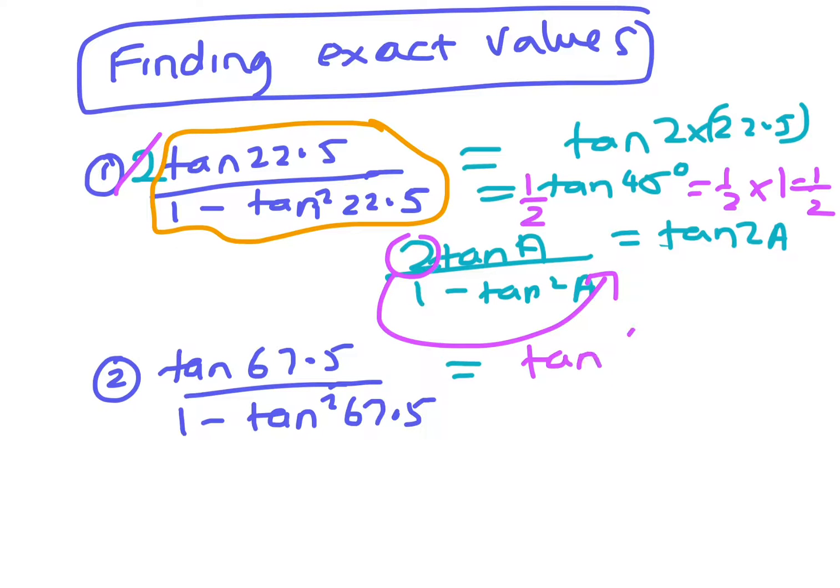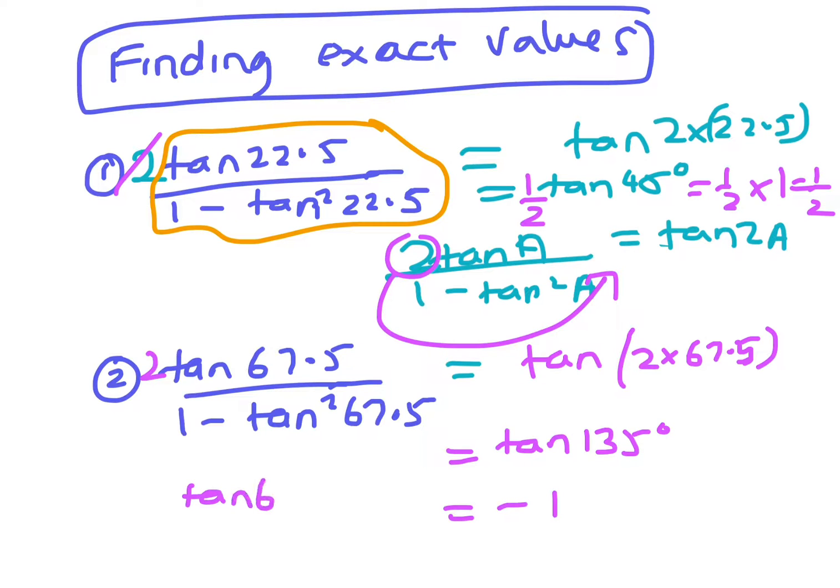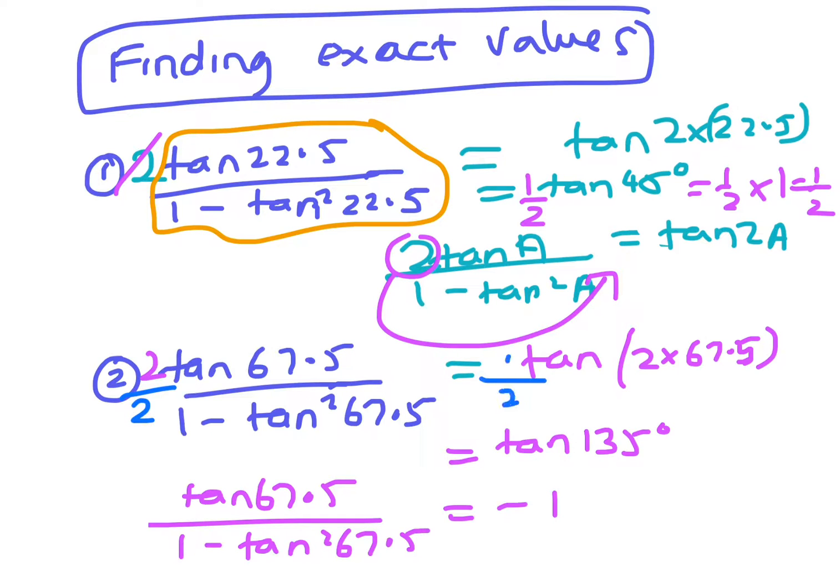The same as this will be tan of 2 lots of 67.5, but only if it had the 2 there. So that's going to be tan of 135. Tan of 135 is minus 1. But we don't want that. We want tan of 67.5 without the 2 there. So if I divide the 2 out and move it to the other side, so if I divide by 2, then I end up with minus 1/2 as my answer.